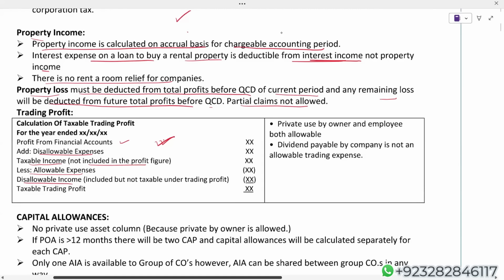Private use by owner and employee both are allowable when it comes to corporation tax. Logically, in case of corporation tax, there is no concept of privately used asset. Dividend payable by company is not an allowable trading expense. Capital allowances. Capital allowances, no private use asset column because private use by owner is allowed.